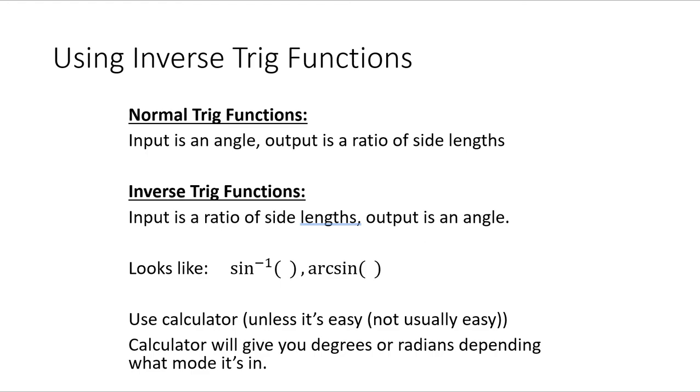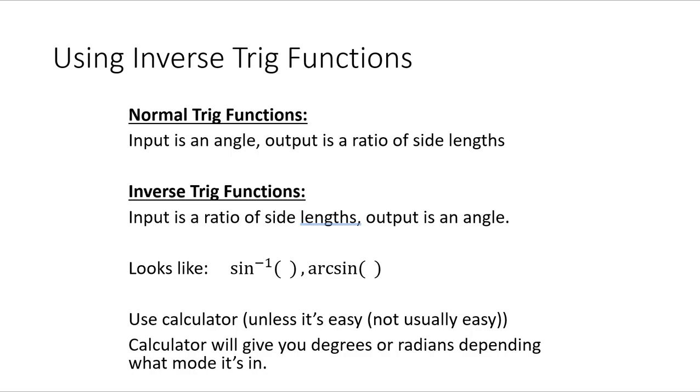Normal trigonometric functions take angles as input. You plug in an angle, and you get out a ratio of side lengths. On the other hand, with inverse trig functions, you input a ratio of side lengths and you get an angle out. These are really easy to do if you have common side lengths.